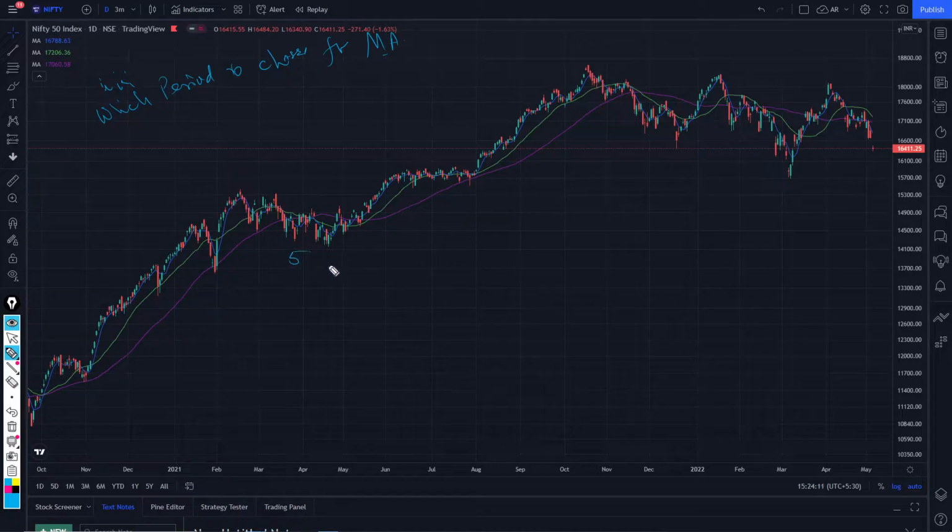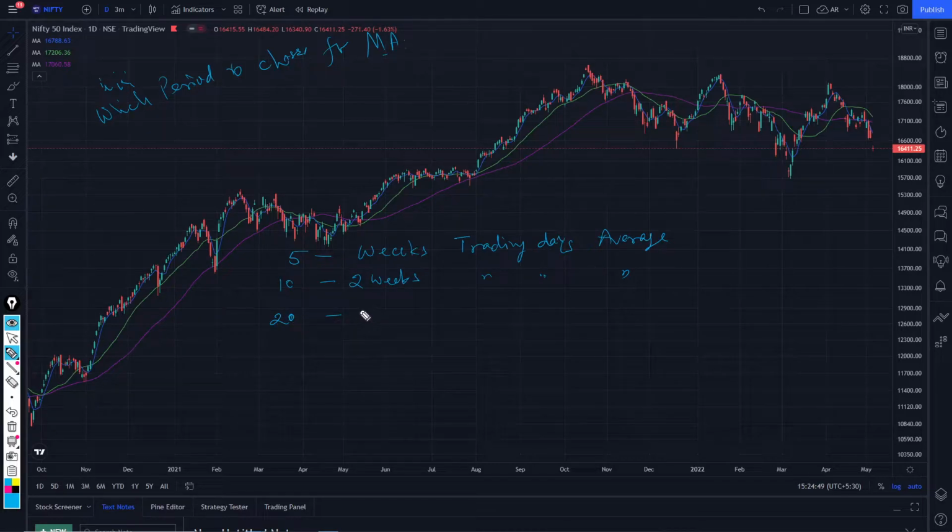See, number one is 5 because it's a week's trading days. You know that in 1 week there are 5 trading days. So 5 represents a week's average price. Just like this, 10 gives 2 weeks, half of the month of trading days, the average trading price.